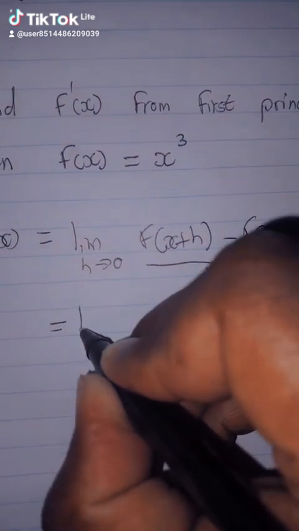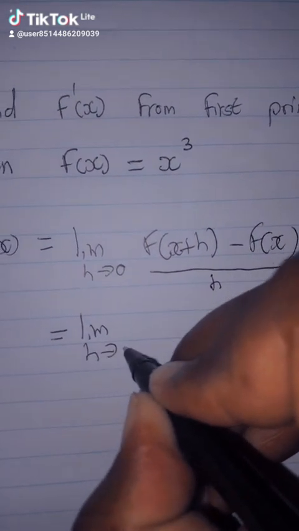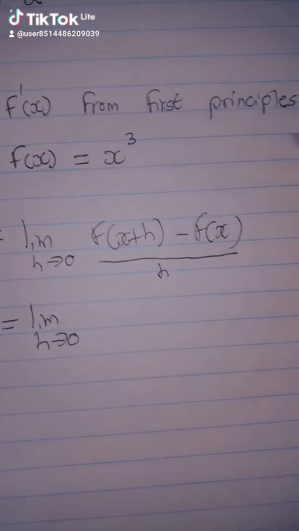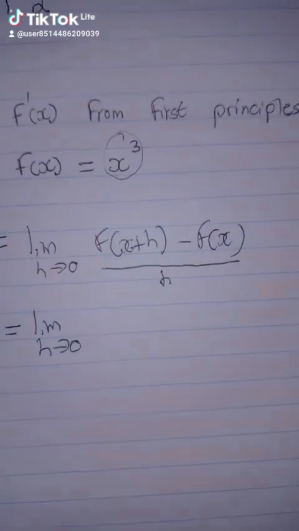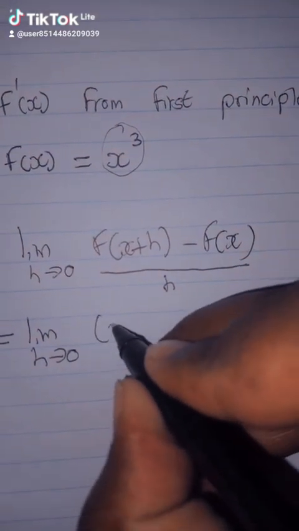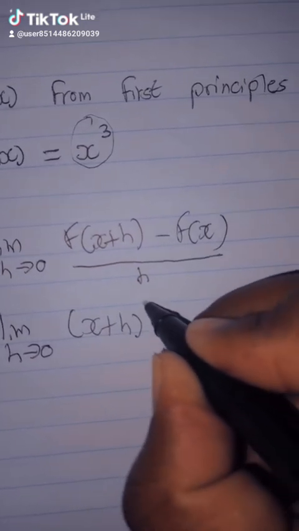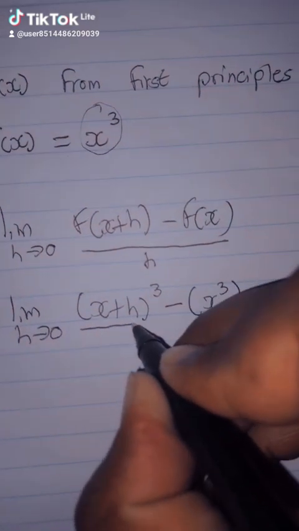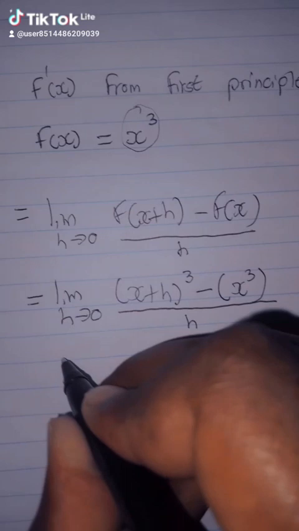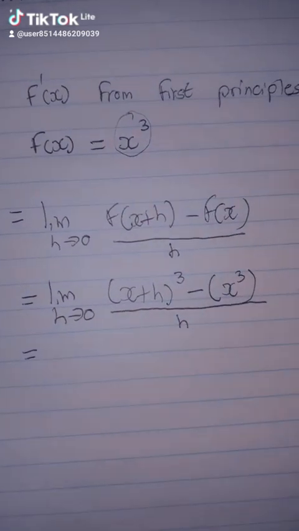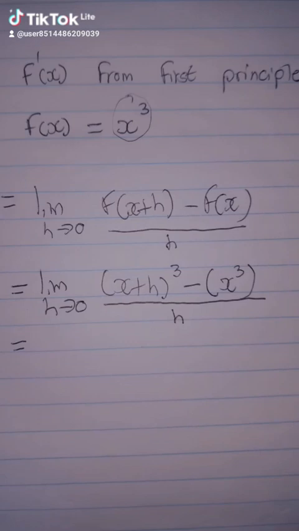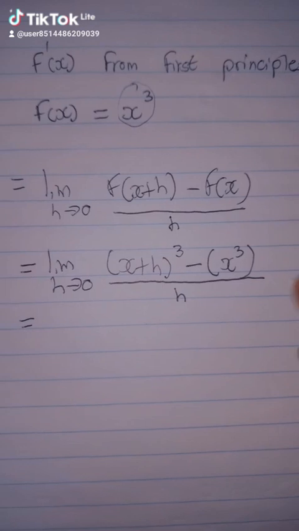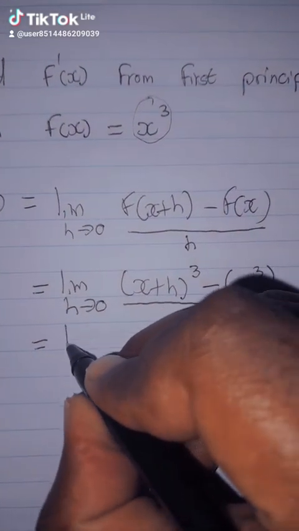Second step, limit as h approaches 0. Where you see x cube, you must replace it by x plus h, minus the given function, which is x cube, divided by h. So basically, first step, you write the formula. Second step is substituting: where there is x, you replace by x plus h, minus the given function. The third step is to work out the bracket.